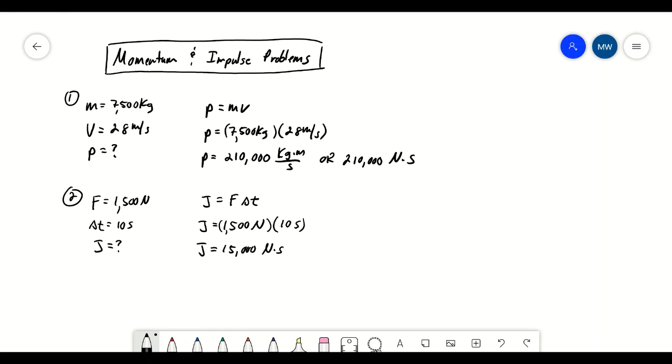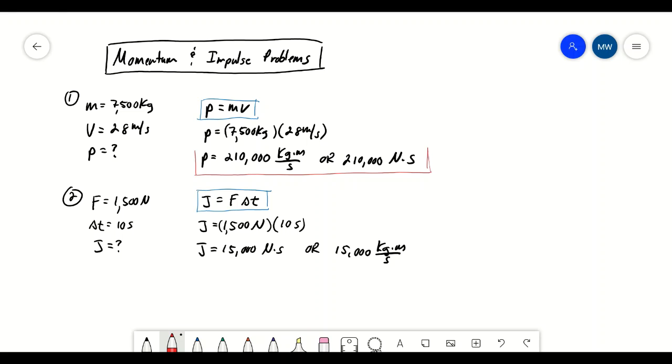And notice up here, we said that momentum, we could also write in Newton seconds. Well, momentum and impulse, they actually share the same unit. So we could also write this as 15,000 kilogram meters per second. So we've got our two equations. We've got our momentum equation here, we've got our impulse equation over here, and we've got our two answers that we can write with a choice of units.